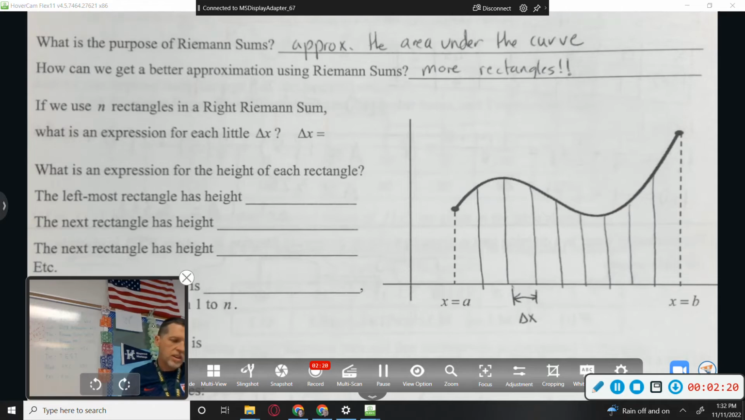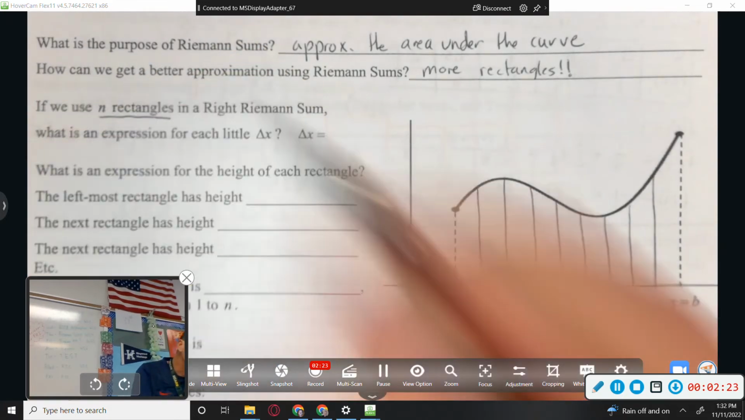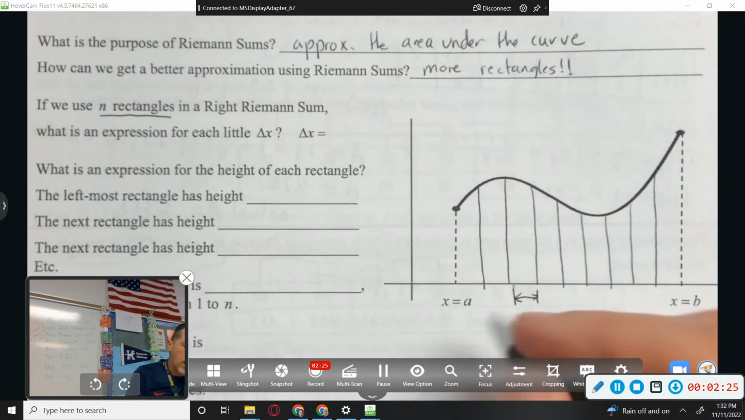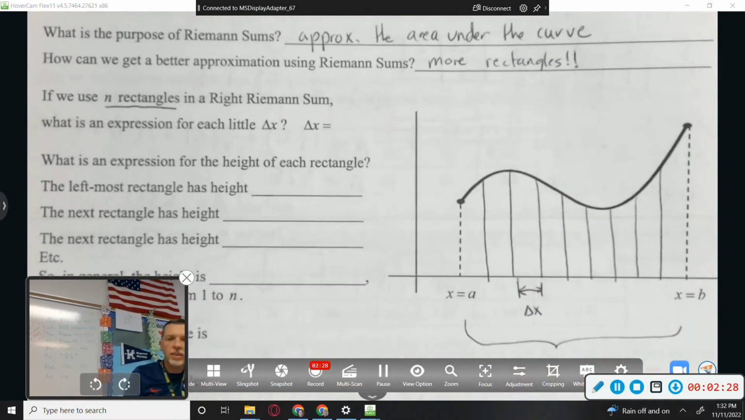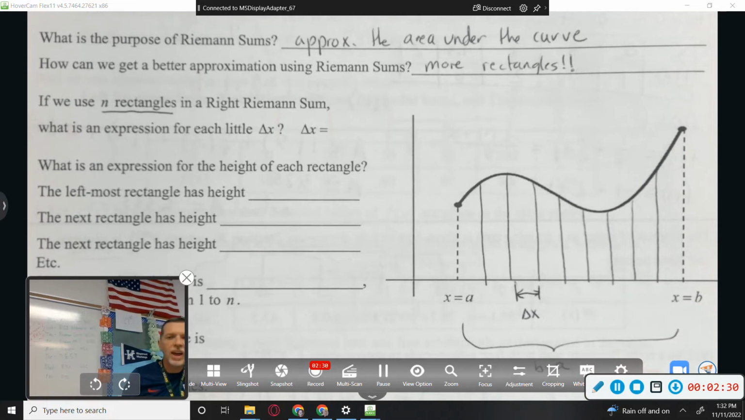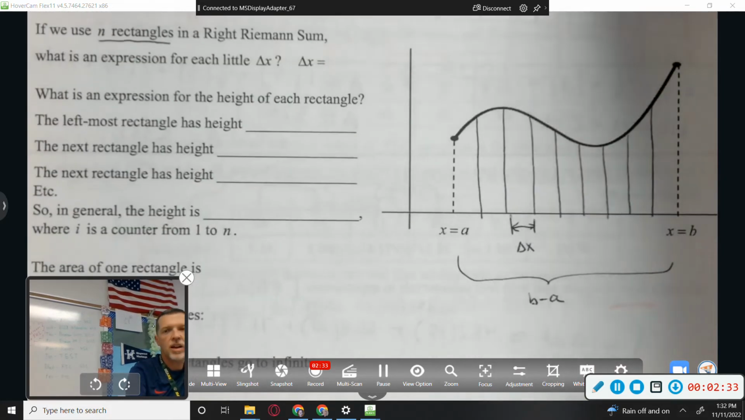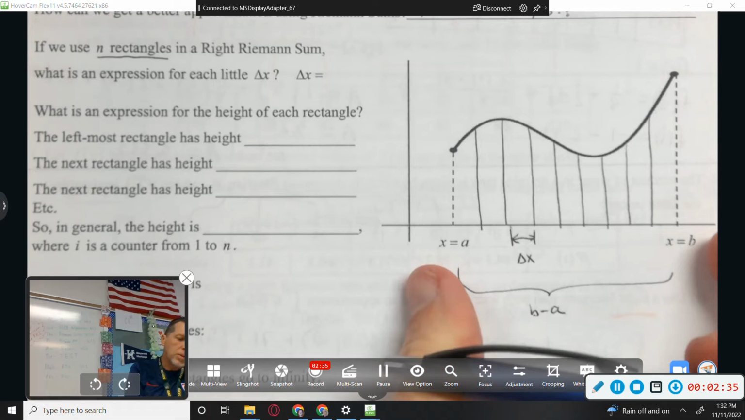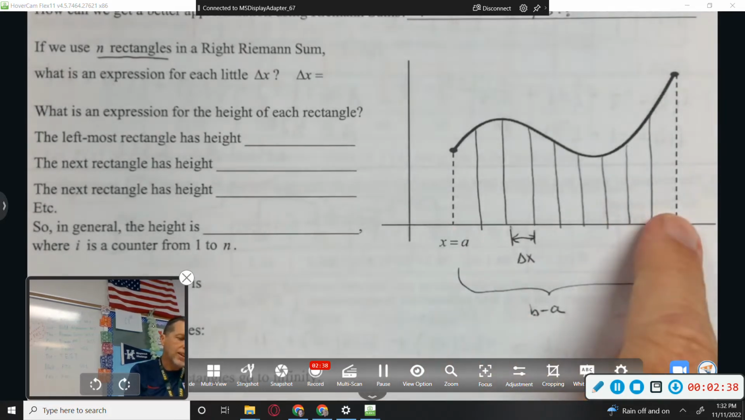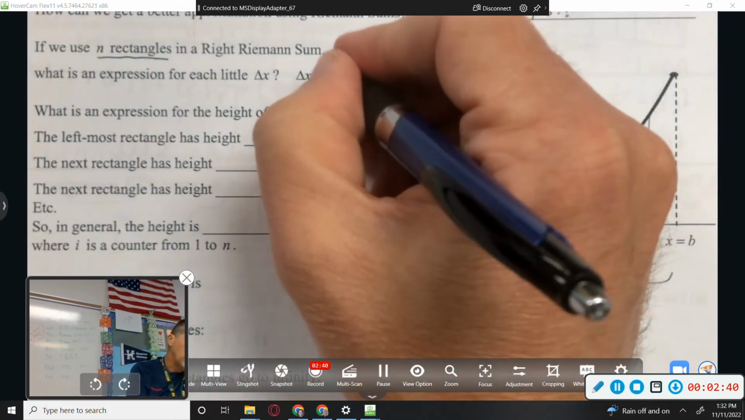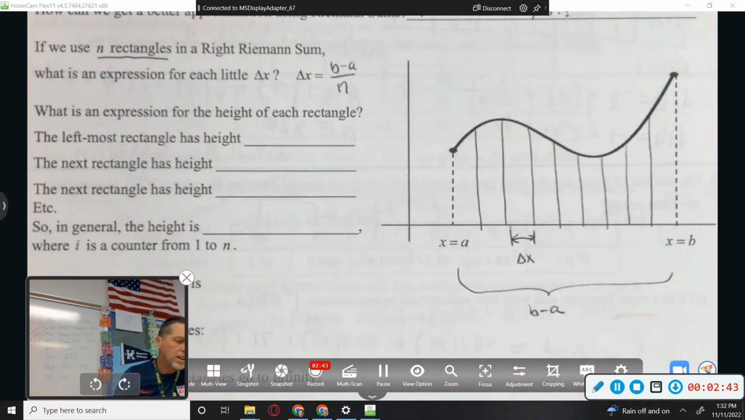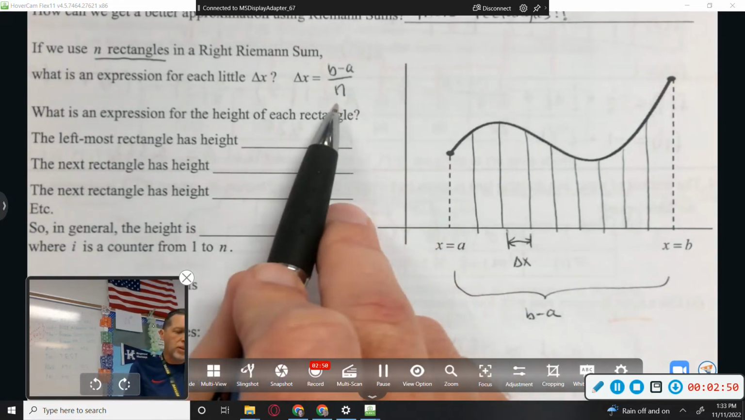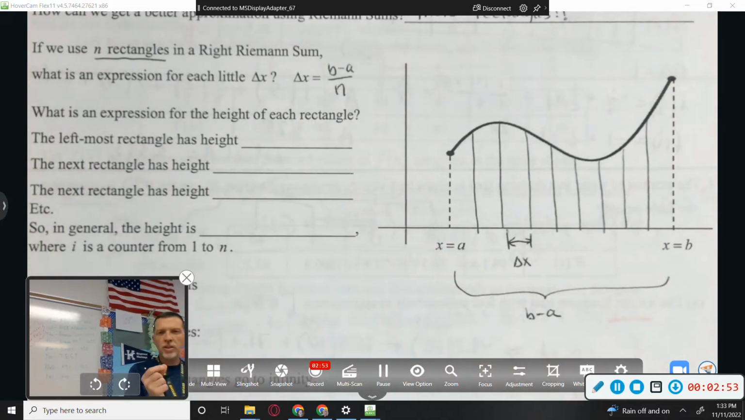But how do we get that? Well, if there's n rectangles and this full width is b minus a, so the full width is b minus a, I got n rectangles in there, divided by n? So b minus a over n is the width of each rectangle. And again, as n goes up, that's what we want to happen, then delta x gets smaller. That makes sense. You shove more rectangles in there, they get narrower.